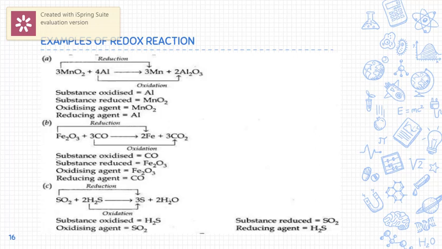Now, the third example: reaction between SO2 and H2S to give sulfur and water. Please see SO2 to S, loss of O. It is called what? Reduction. Whereas in the case of H2S, the H2 is getting oxygen from the SO2. So it is called oxidation. So the substance oxidized is H2S, whereas the substance reduced is SO2. And from the above two examples, you can clearly see that here SO2 is an oxidizing agent and H2S is a reducing agent.